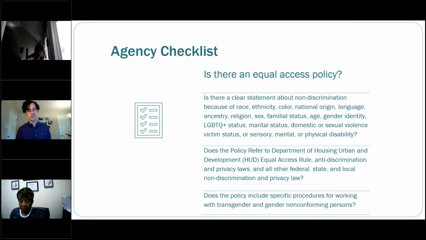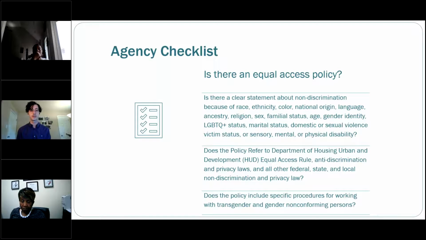Okay, so here's your checklist for the equal access policy. Do you have an equal access policy? Is there a clear statement about non-discrimination because of race, ethnicity, color, national origin, language, ancestry, religion, sex, familial status, age, gender identity, LGBTQ+ status, marital status, domestic or sexual violence victim status, or sensory, mental, or physical disability?